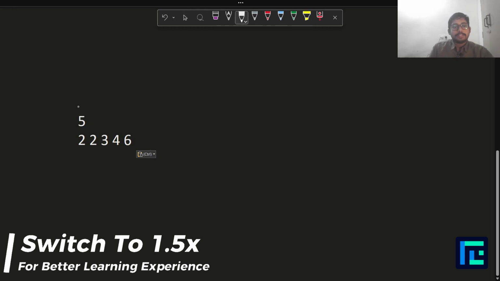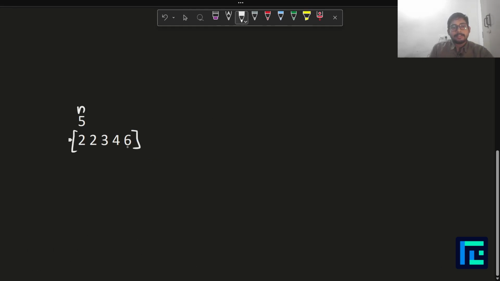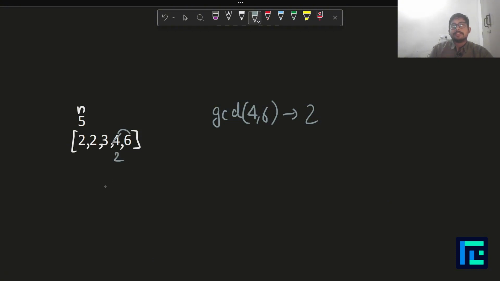basically you will be given an n and an array of size n. Here in this first test case, we can perform an operation: pick any two adjacent elements and replace one of them with their GCD. Let's suppose we pick 4 and 6. GCD of 4 and 6 would be 2, so we can replace any one of them with 2. Let's say we replace this one with 2.